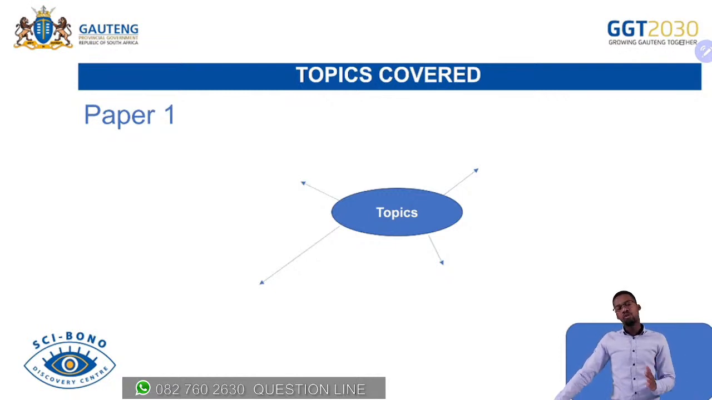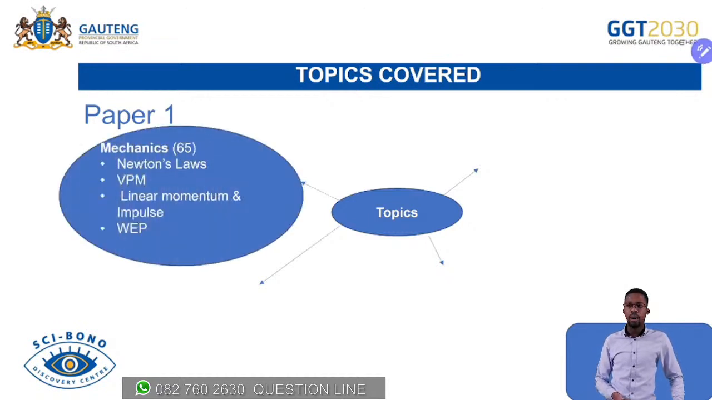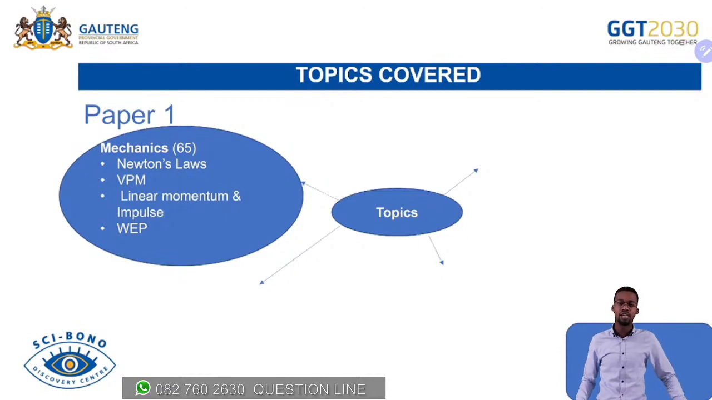So I have alluded to you that today we will be talking about Newton's second law. It stems from the knowledge area of mechanics. And mechanics, we know that it weighs about 65 marks. So the mechanics topics for grade 12 are Newton's laws, vertical projectile motion, momentum, and work, energy and power.